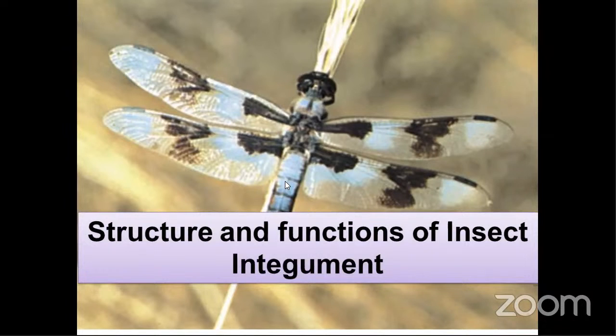It also gives protection from desiccation. In dry conditions evaporation occurs, and the insect cuticle or integument plays a major role in controlling it. It also protects against physical and mechanical injuries. Just as the body wall gives shape to human beings, the insect integument gives shape and strength to the insect.